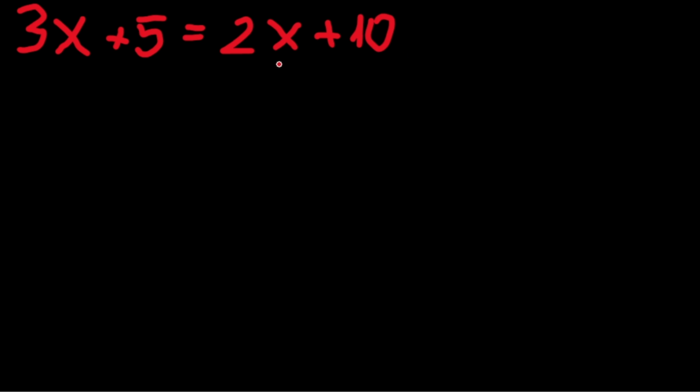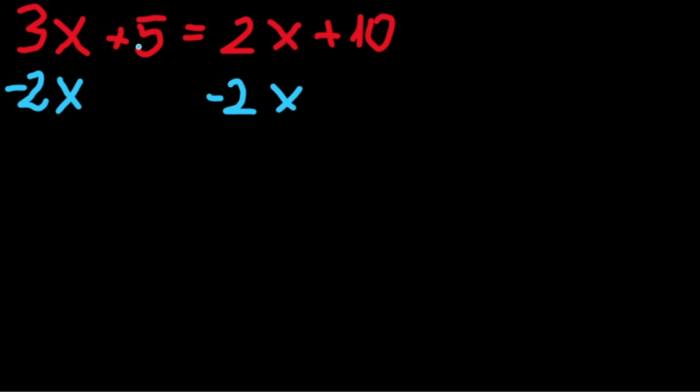So what we're going to try to do is bring x's with x's and numbers with numbers. So we have 2x here. Let's try and bring it to the other side, to the 3x. So here we have plus 2x, so we're going to write minus 2x. If we do minus 2x on this side, we do minus 2x on the other side too.